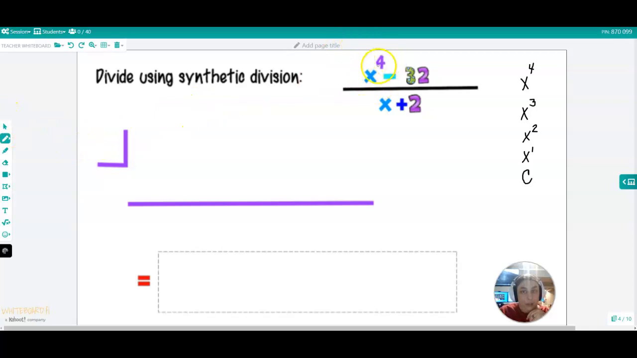Notice our function here only has two terms, x to the fourth and negative 32. So I'm going to take those and I'm going to fill them in here. What I'm going to fill in is the coefficient. Right here, we have 1 x to the fourth. If we don't see it, it's 1. So I'm going to put a 1 there. I don't have an x to the third, I don't have an x squared, and I don't have an x to the first. I do have a constant. My constant is negative 32.